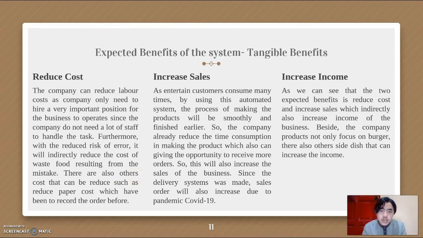Next is increased sales. As a customer consumes many times, by using this automated system, the process of making the product will be smoother and finished earlier. So the company has reduced the time consumption in making the product, which can also give the opportunity to receive more orders. So this will also increase the sales of the business. Next is increased income. As we can see, the two expected benefits, reduced cost and increased sales, indirectly also increase income. Besides, the company's product is not only focused on burgers, there are also other side dishes that can increase the income.